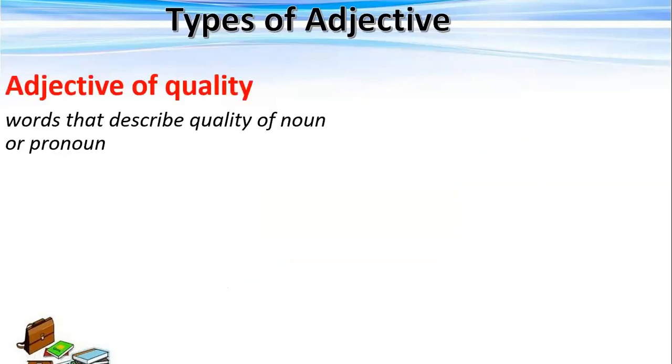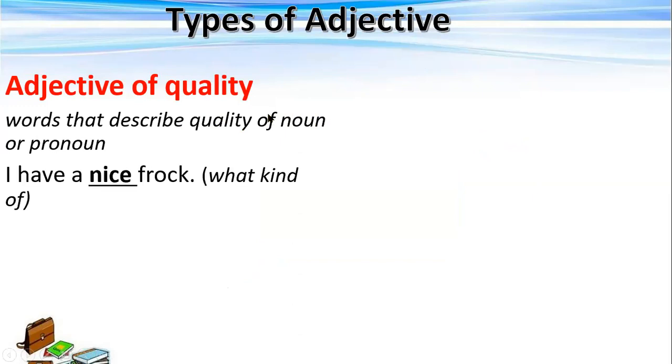Adjective of quality, what is it? They are words that describe the quality of a noun or pronoun. You see, we are describing the quality of a noun or pronoun. For example, I have a nice frog. Frog is a noun, so it's describing the quality of the frog, okay? Now, what kind of frog? Nice frog. So this is an adjective of what? Quality. Good.